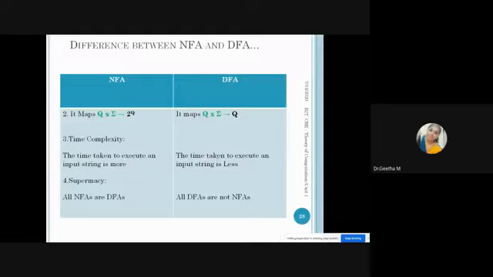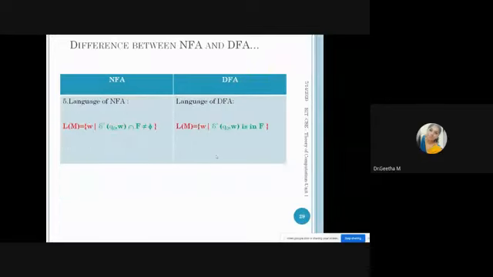The fourth point is supremacy. We can convert all NFAs to DFAs. Whatever finite automata we have as NFAs, we can convert those NFAs to DFAs. But we cannot convert all DFAs to NFAs, whereas all NFAs can be converted to DFAs. So this is the language accepted by NFA and the language accepted by DFA.